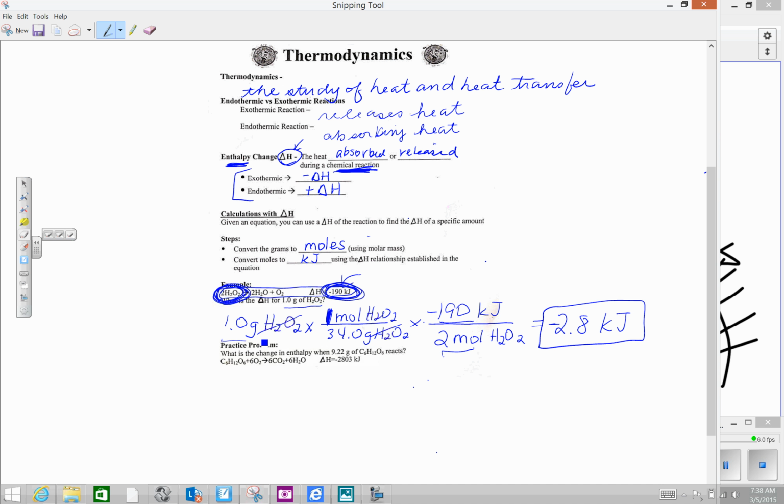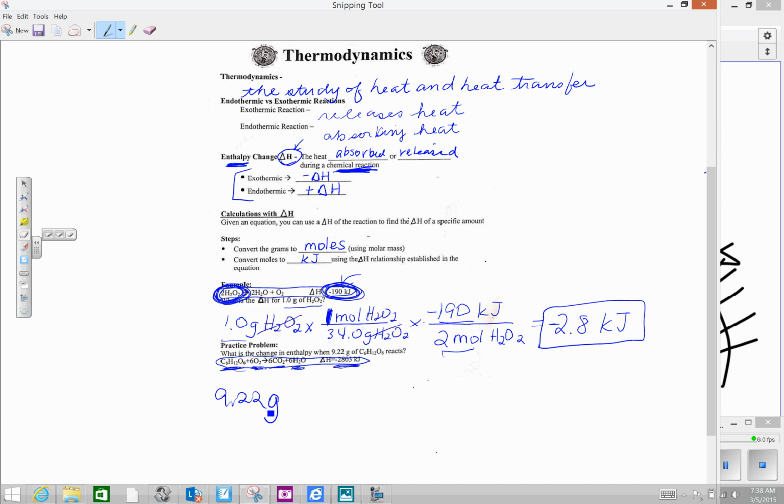Okay. Now in this next one, we have 9.22 grams of C6H12O6. But again, here's the relationship, the standing relationship. Doesn't matter what we start with. We know that 1 mole plus 6 moles makes 6 moles and 6 moles and makes this much energy. So we have the relationship we need. So we're going to start with 9.22 grams.